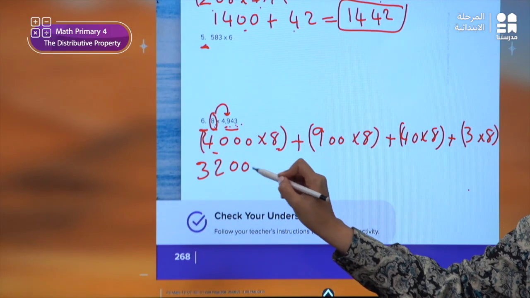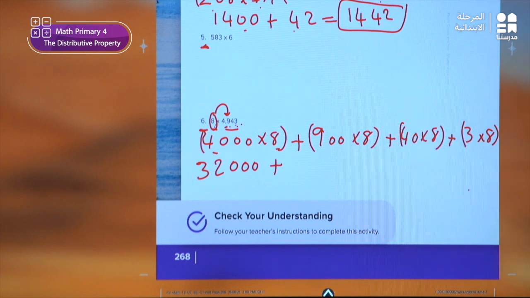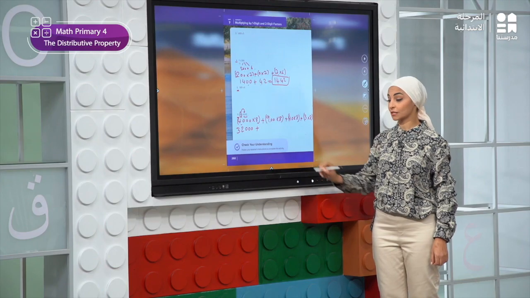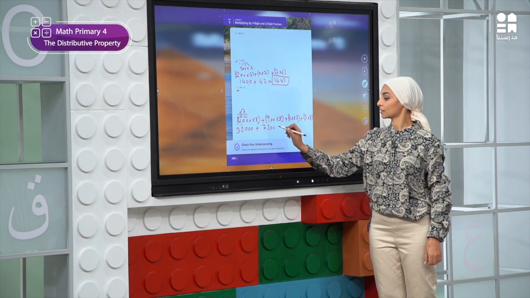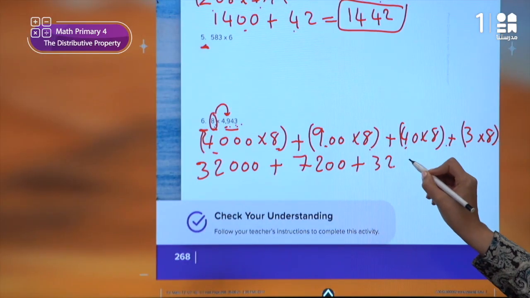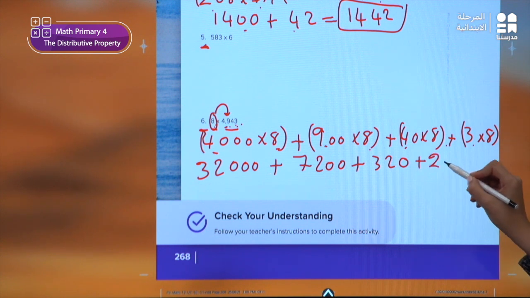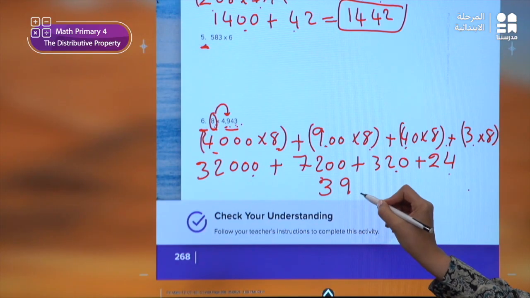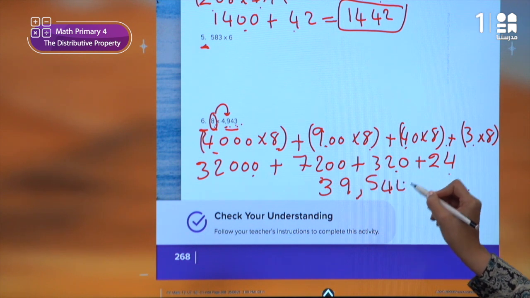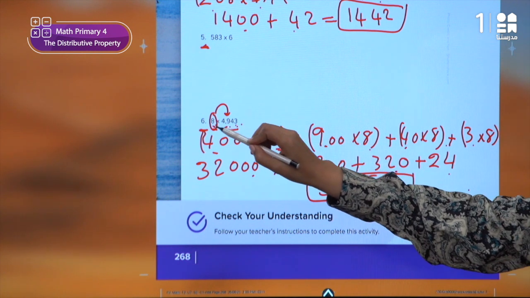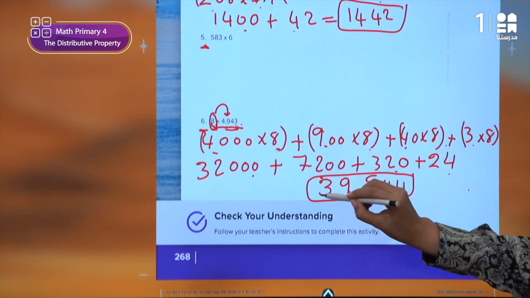Yes, I know 4 times 8 equals 32 and put the zeros as it is. Okay, 900 times 8. Here 9 times 8 equals what? 72. And put the zeros as it is. Plus 40 times 8. Here 4 times 8 equals what? 32. Put the 0 as it is. And the last number, 3 times 8 equals what? Equals 24. So the last step, I will add these four numbers. When I add them, my answer is 39,544. That means 8 times 4,943 equals 39,544.